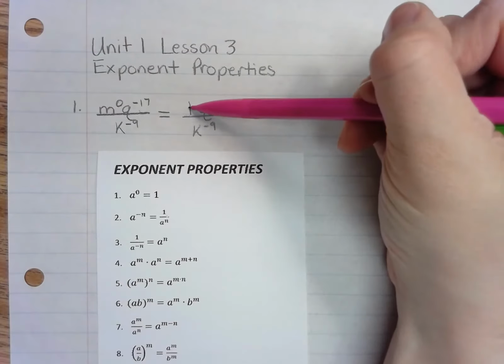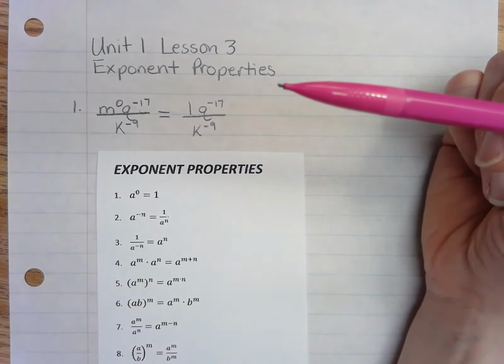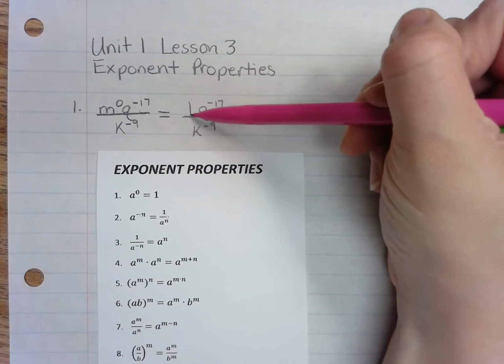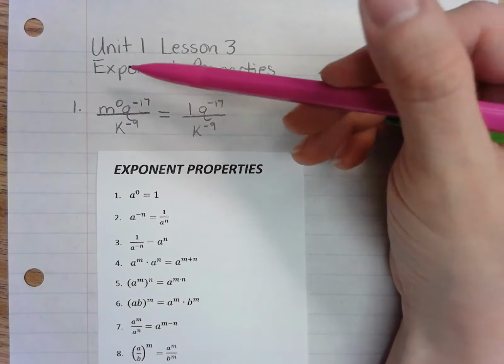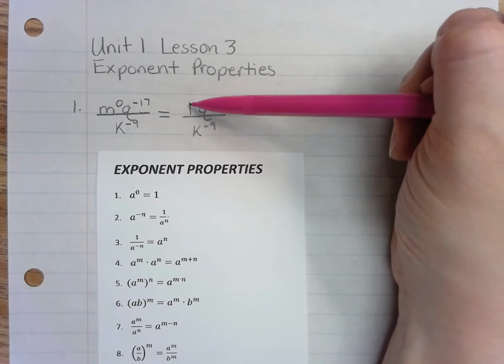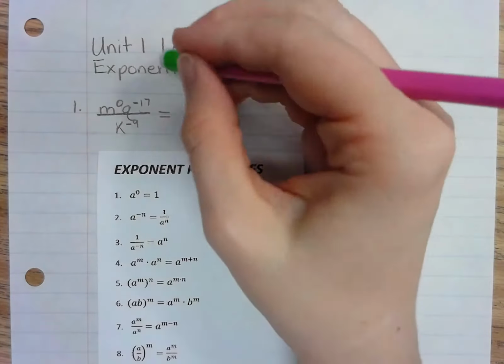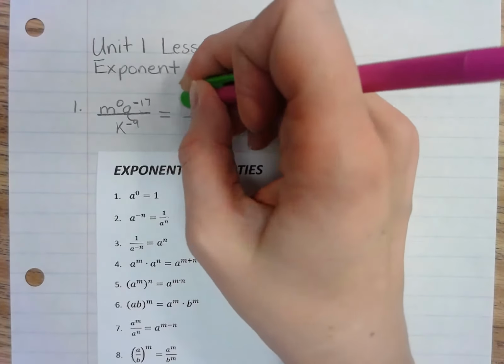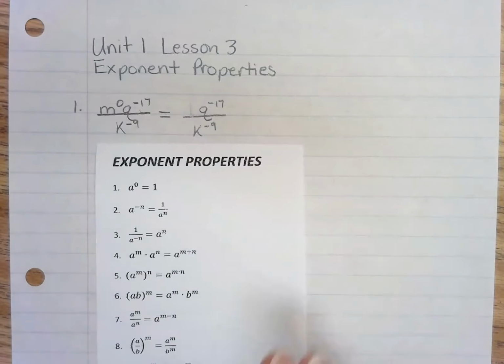Really, with this 1 as a coefficient in front of the variable q, it's not required to write a coefficient of 1. So really, the property m to the 0 does change to a 1, but as far as needing to write it, it's not necessary to write a coefficient of 1. So let's look at our next part.